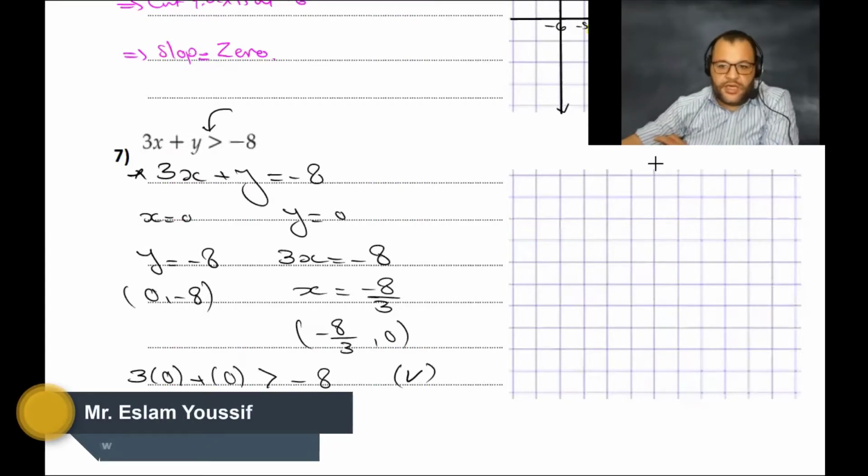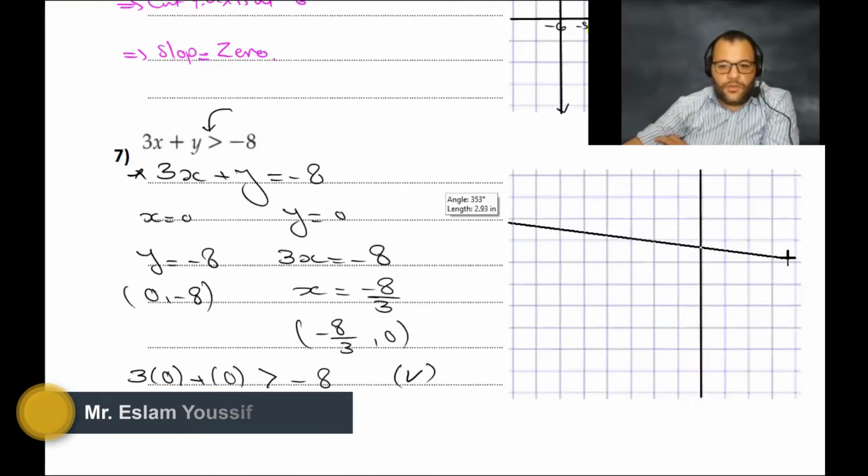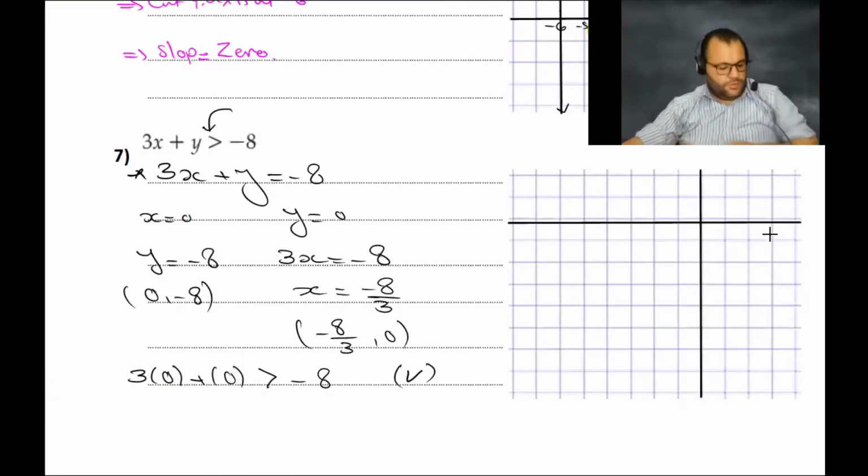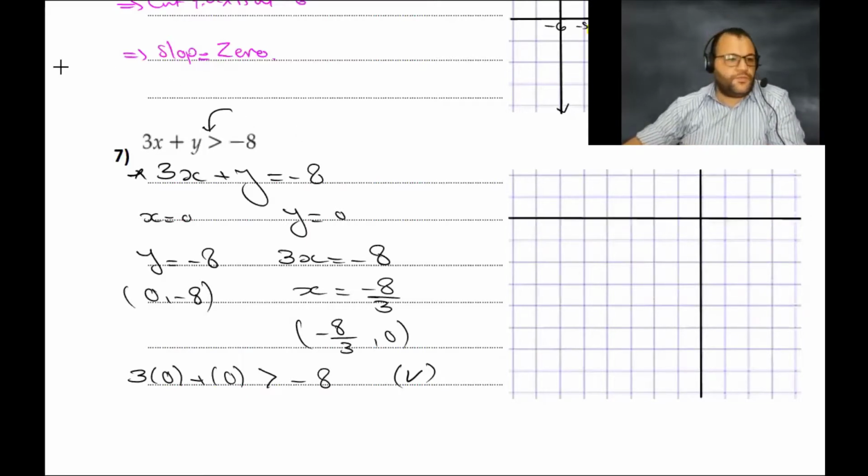So we can graph the line. That's the coordinates. And we have the first point 0 and -8: 1, 2, 3, 4, 5, 6, 7, 8. And we have -8 over 3, which approximately equals -2.6, so it is at this place. Because we have greater than only, it will be a dashed line, not a solid line.